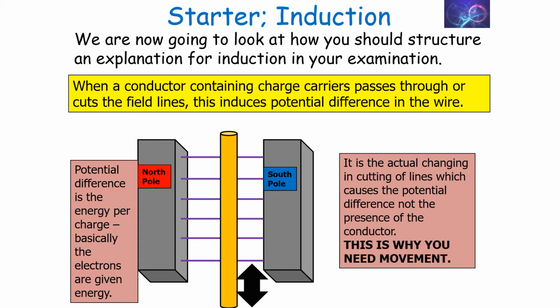When a conductor containing charge carriers passes through or cuts the field lines, this induces a potential difference in the wire. Now, potential difference is the energy per charge. Basically, in this instance, you're giving the electrons energy.